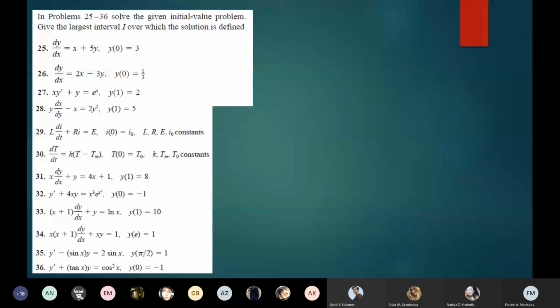Homework. Now, and here the last one. This one also is a linear differential equation with initial value problem, guys.